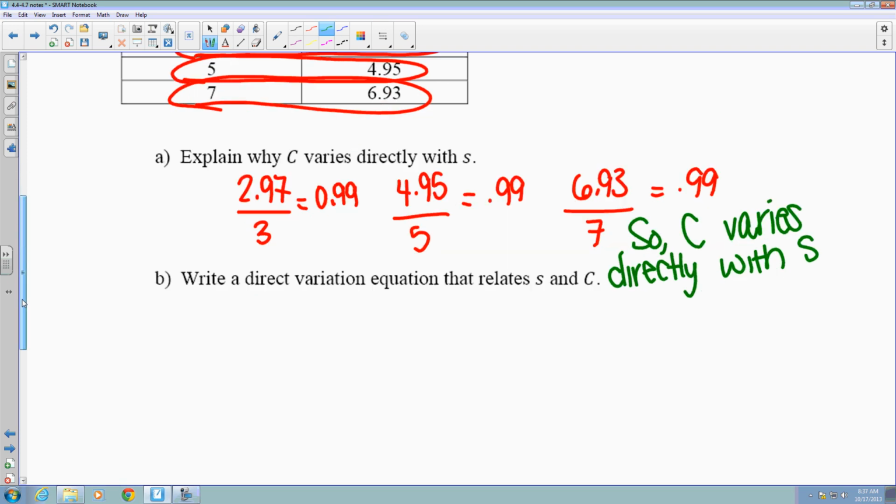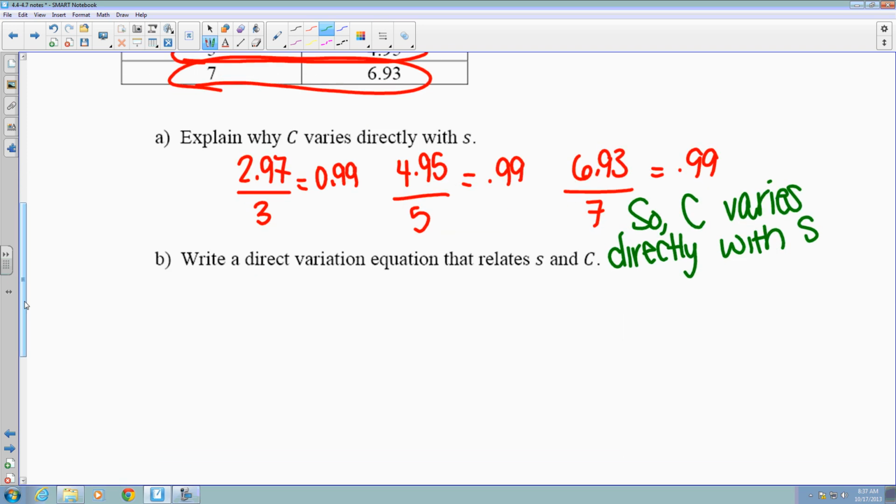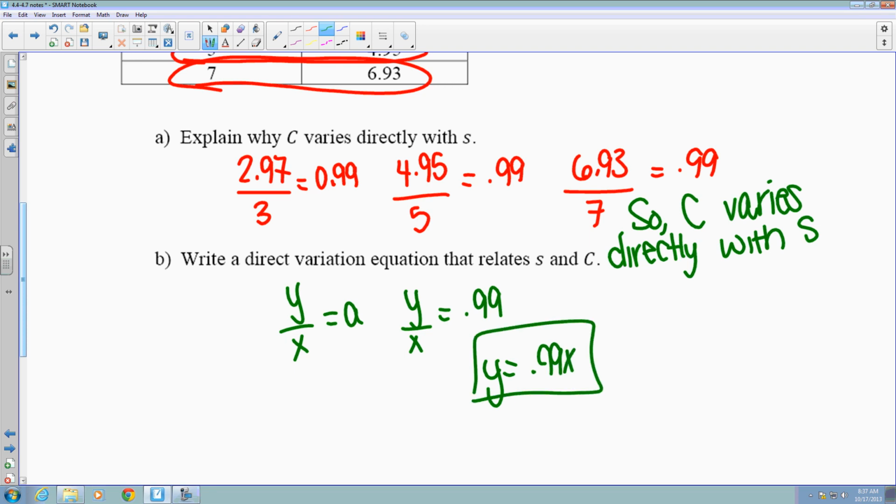Now we need to write it. So that 0.99, that is our A. As you can see from our ratio above, y over x equals A. Every time we did y over x, it was equal to 0.99. So now to write the direct variation equation, it's y equals 0.99x. Or we're relating S and C, so it's actually C equals 0.99S. That's the one we want.